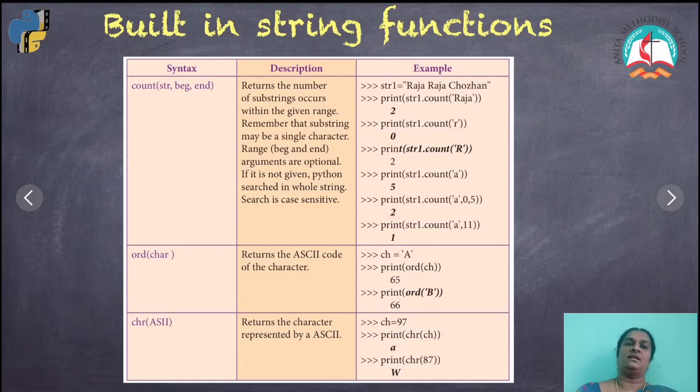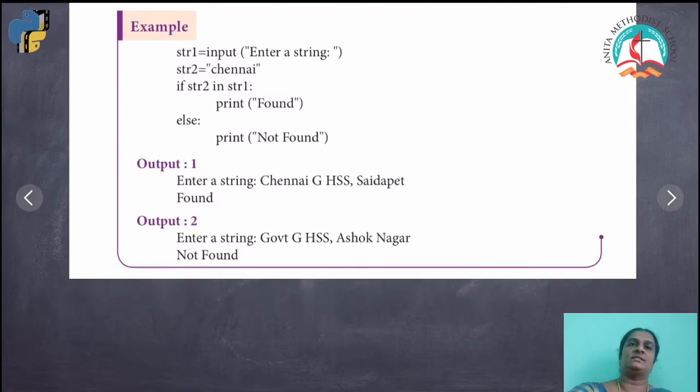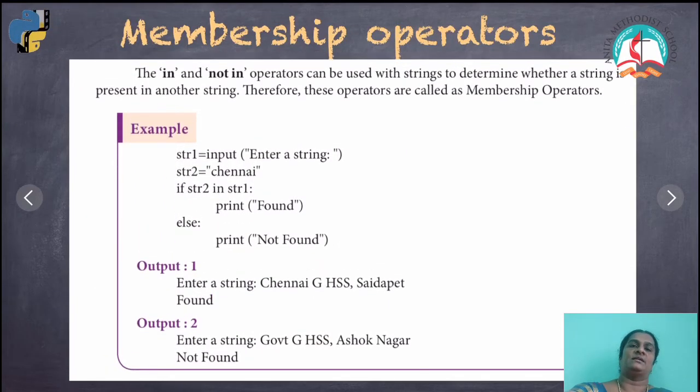ORD we already learned, it displays the ASCII code of the character. For example, if capital A is given, what is the output? The number 65. Same thing, CHR displays the alphabet when a number like 97 is given, and the alphabet is printed. That is built-in string functions. Okay, so what we are going to see next after built-in string functions is membership operators. So what is called a membership operator, children?